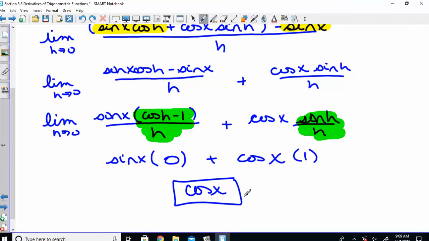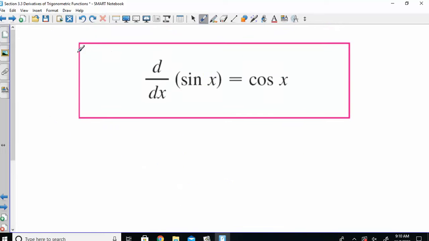So that means the derivative of sine is cosine. I proved it for you. You will not have to do that on your own. I just wanted to show you where it came from. So now you can take this for granted. From now on, you need to know that the derivative of sine is cosine.